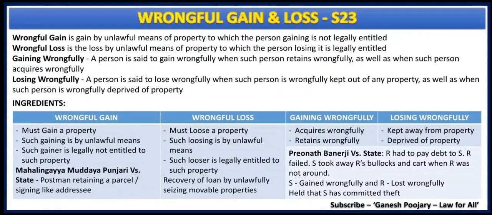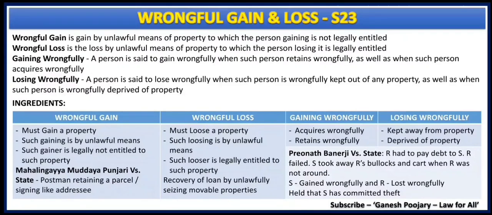Let's try to understand the concept with the help of an example. Imagine you have ordered something in Amazon, Flipkart, Myntra or whatsoever website. Now you have ordered and the courier guy, instead of delivering the goods to you, he signs like you and keeps the goods with him. Now what is that? That is a wrongful gain. Now that is what exactly happened in the case law Mahalingaya Muddaya Poojary versus State. Here a postman received a parcel and instead of delivering it to the addressee, he signed like the addressee and kept the parcel with him. Now that is wrongful gain because he gained a property by unlawful means on which he is not legally having any entitlement.